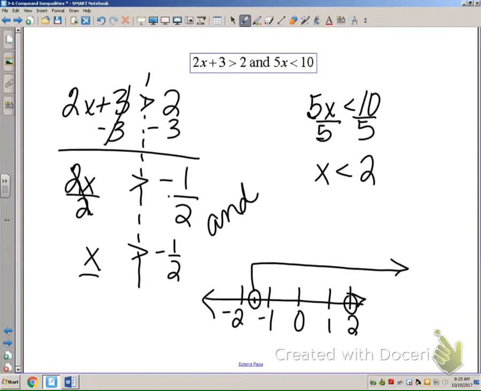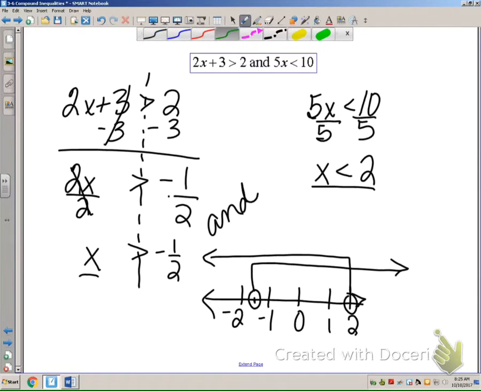This says all the values of x that are less than 2. So that's here. So what numbers could be both at the same time? And we know that it's everything that's happening right in here. Everything in between -1 and +2, because that meets both of these inequalities.